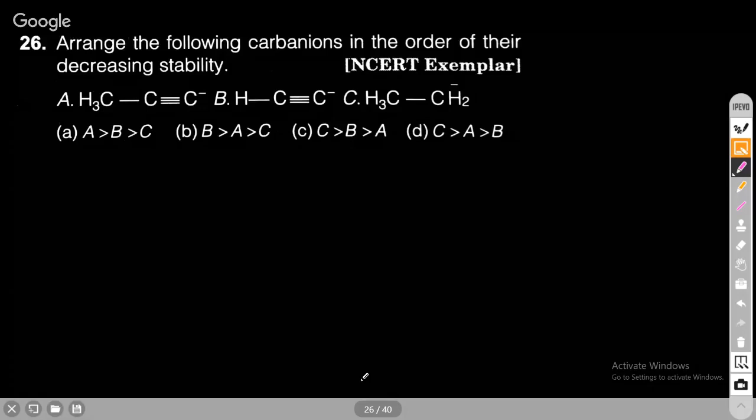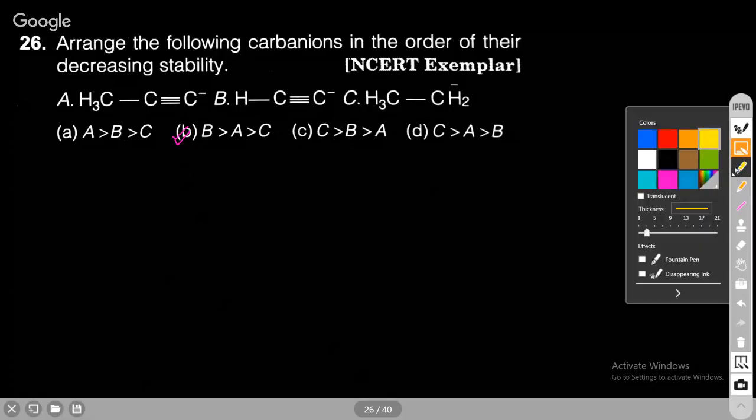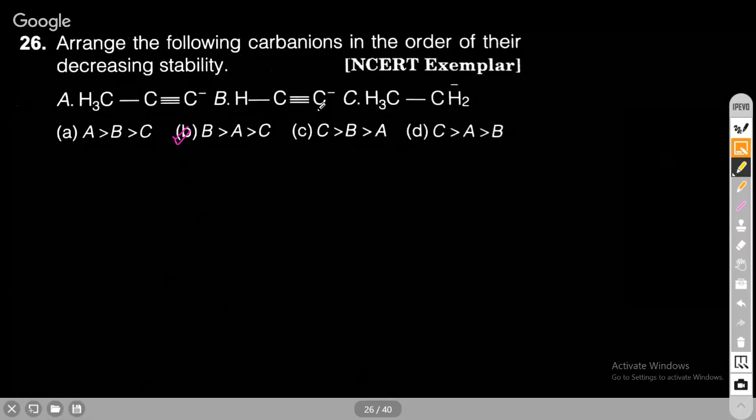26. B. Okay, option B is correct. You see, in this question, first of all, this carbon is sp hybridized. This carbon is also sp hybridized, and this one is sp3 hybridized.